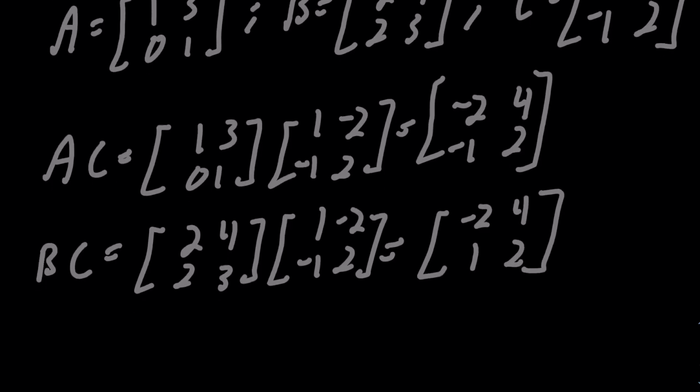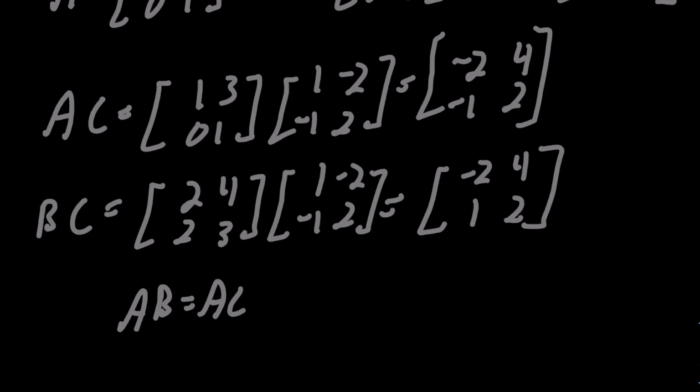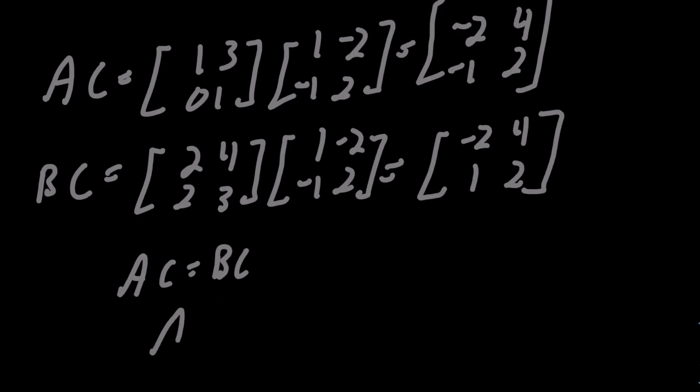And look, see? We have confirmed that AC is equal to BC, even though, hold on, this is supposed to be AC is equal to BC, even though A does not equal B. This is an example where cancellation is not valid.